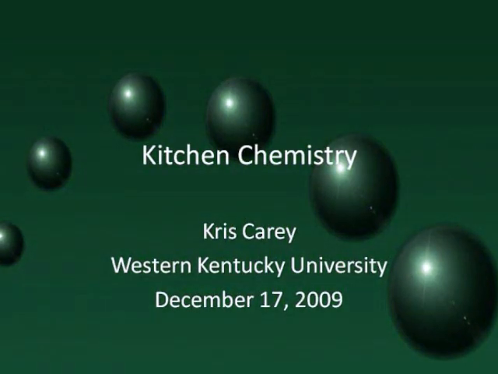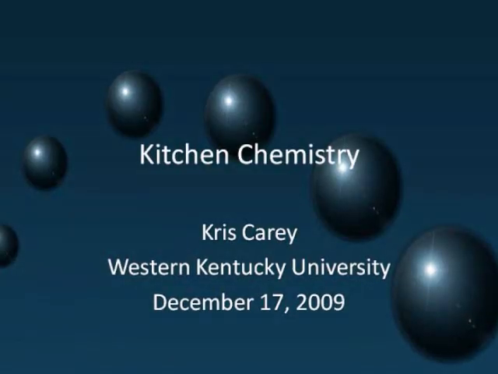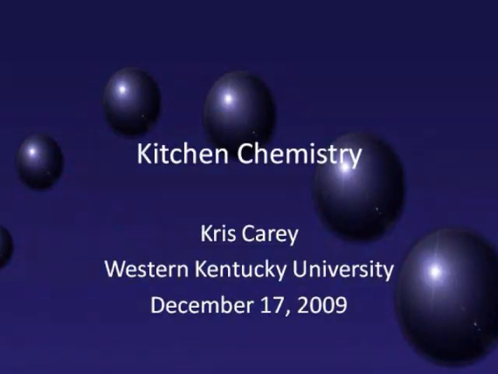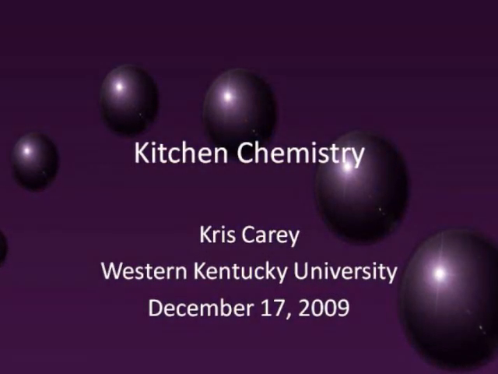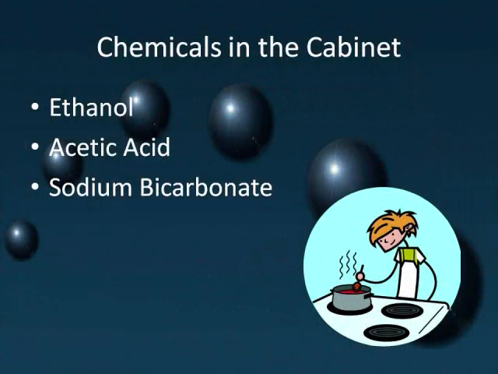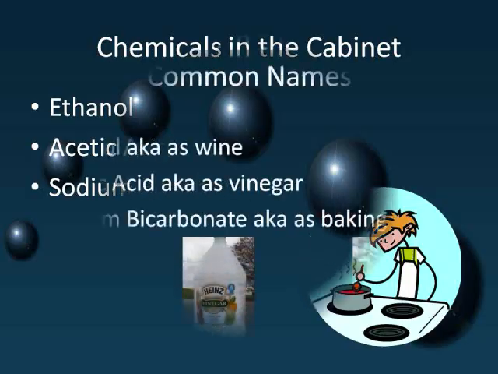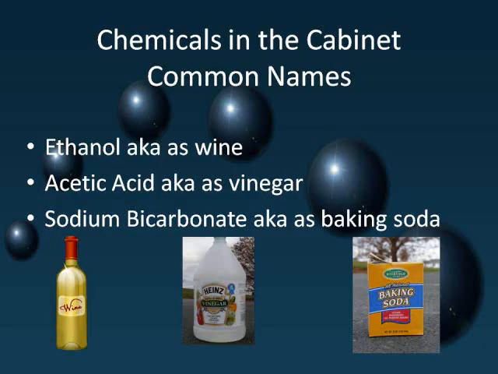Since the beginning of time, the kitchen may have been the most important chemistry laboratory anywhere. You might be surprised at how many chemicals are in your kitchen. There might be a bottle of ethanol, and there is probably a jug of acetic acid, which used to be ethanol, and maybe a box of sodium bicarbonate. You might better recognize these chemicals as wine, vinegar, and baking soda.